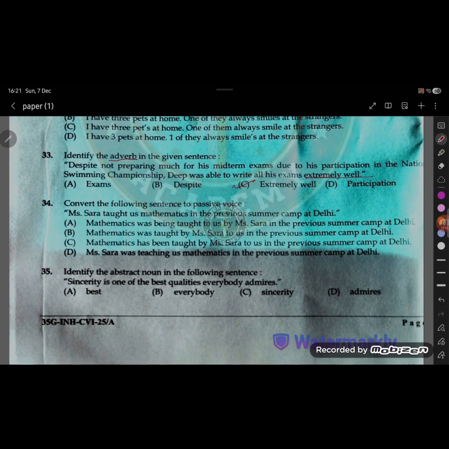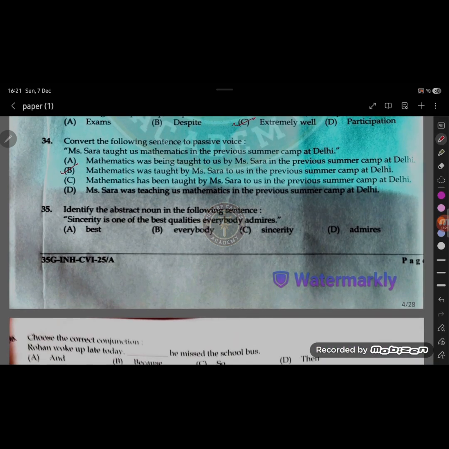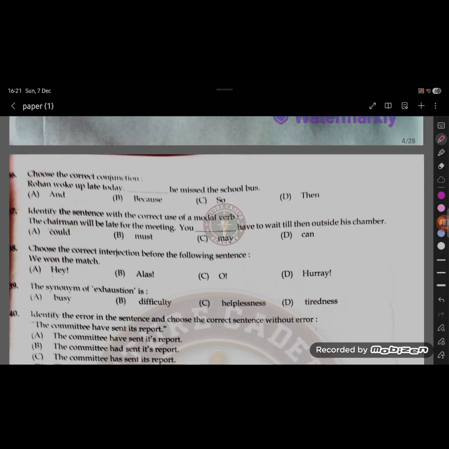Now question number 34, again active to passive voice, and the answer here is B. For question number 35, it is C for sincerity. We need to identify the abstract noun. An abstract noun is something which you cannot see, touch, right? You can only feel it, and sincerity is a feeling. Okay, moving further to the next question, 36.